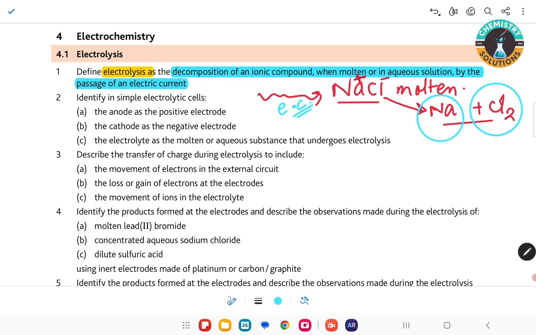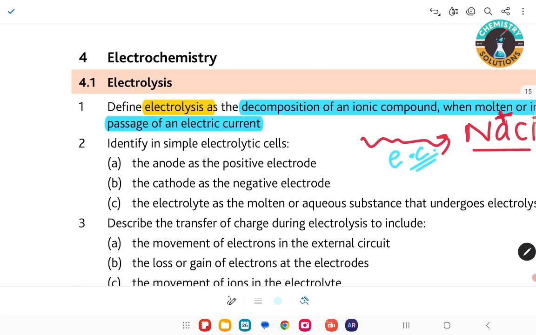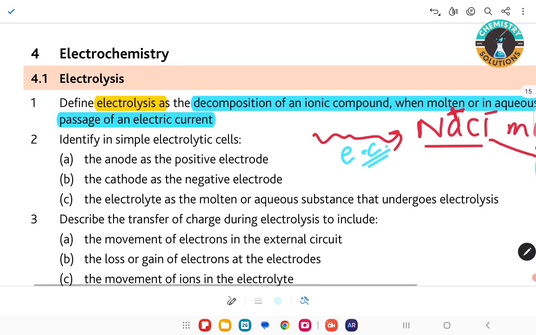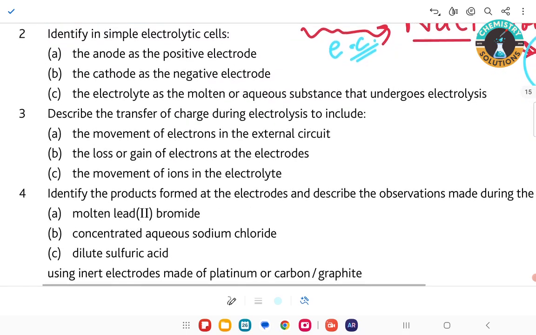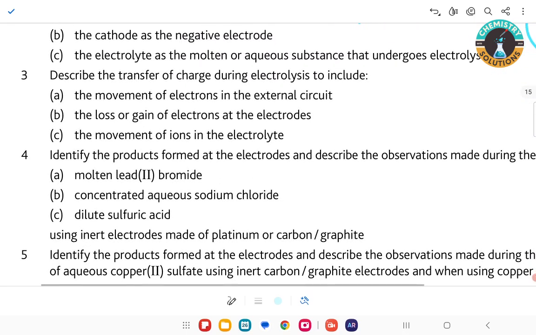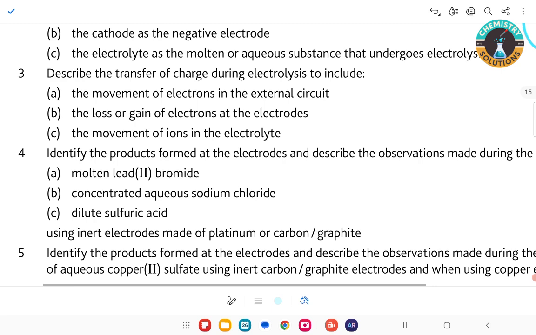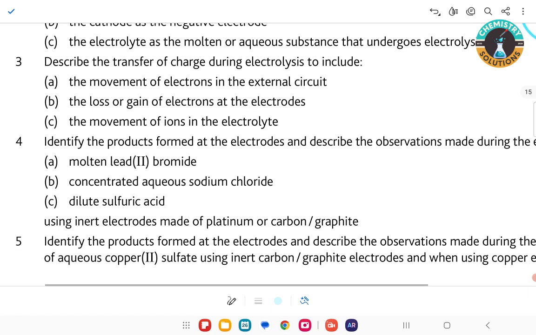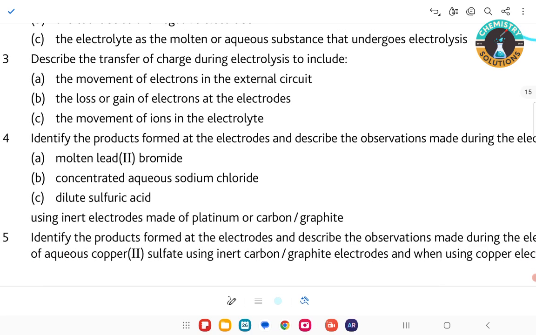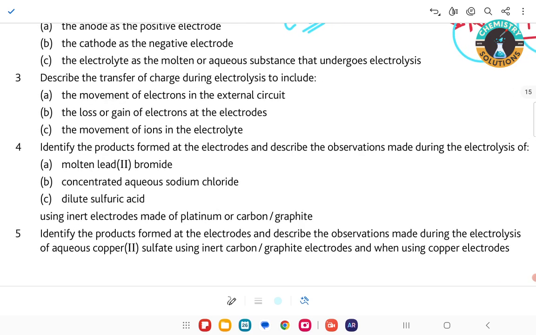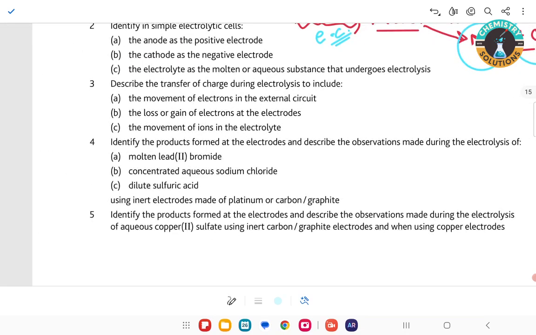Now I will tell you how to identify the simple electrolytic cell. In the simple electrolytic cell, the anode is the positive electrode, the cathode is the negative, and the electrolyte is the molten or aqueous substance that undergoes electrolysis. Describe the transfer of charge during electrolysis to include the movement of electrons in the external circuit, the loss or gain of electrons at the electrodes, and the movement of ions in the electrolyte. We will do the formation of the electrolytic cell right now. Then identify the products formed at the electrodes and describe the observations made during the electrolysis.